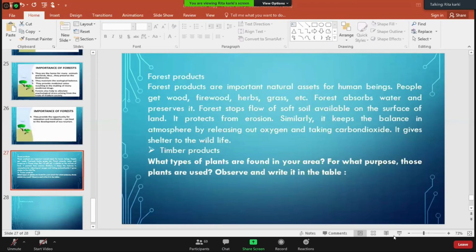So forest products provide us with fuel products, and with wood and timber products to build our houses. Medicinal plants, a larger amount of medicinal plants, can be obtained from the forest area so that people can live their life without any difficulty, without facing any type of problems.